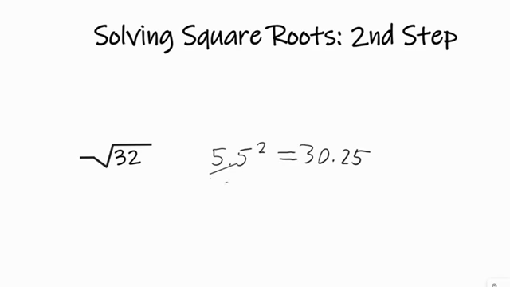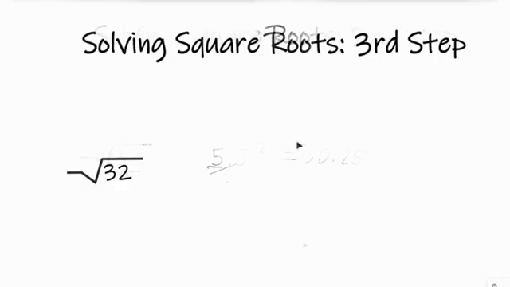If you're solving for the square root of a number and you get a number that is greater than the number that you're solving for the square root, then the square root of the number will be less than this number right here, 5 and 5/10.